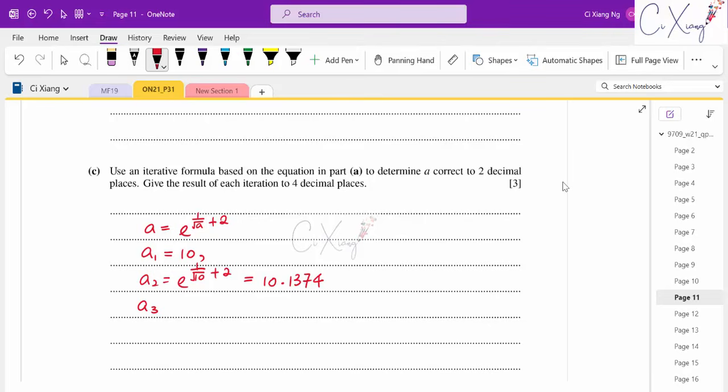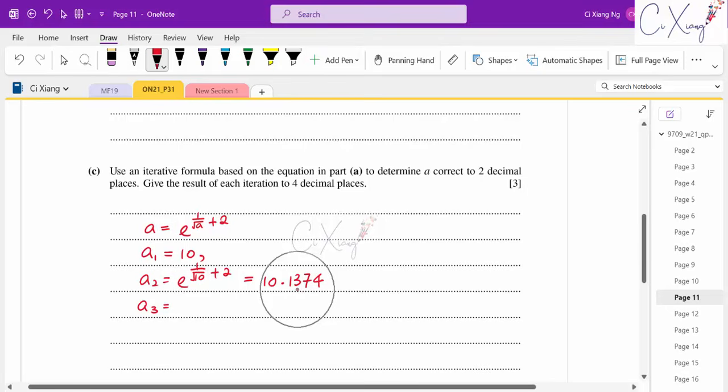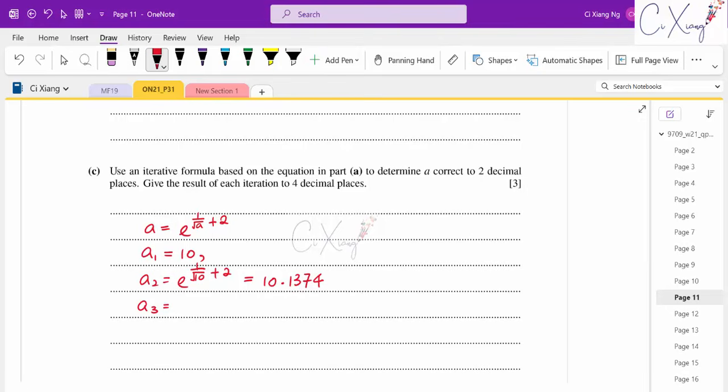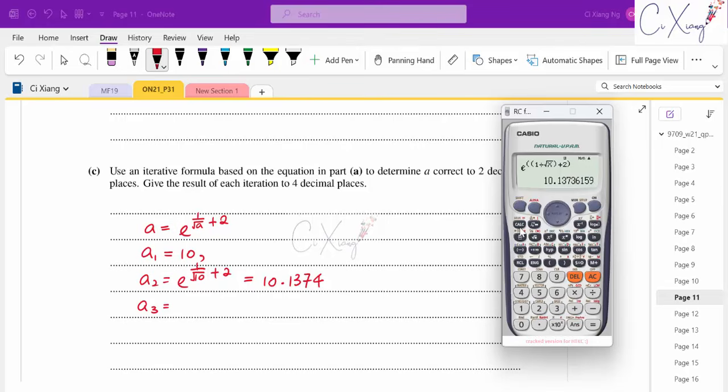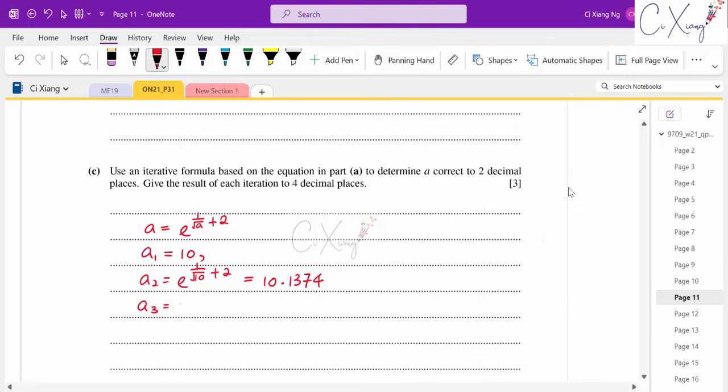Then after that, you repeat the same step. Substitute this value into the equation again to get A3. So you can repeat this by using the calculator purely. Press calculate, then for the value of x, you just key in 10.1374. Then you press the equal sign. The next iterative value will be 10.1156. Okay, so next value again.